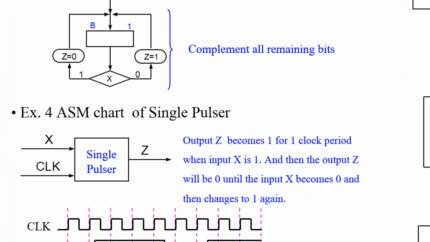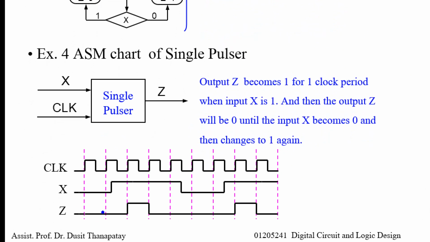Okay, and the next example. This one is a single pulser. This circuit, the output Z will be 1 for 1 clock period when input X is 1. And then the output Z will be 0 until the input X becomes 0 and then changes to 1 again. Okay, what does it mean?